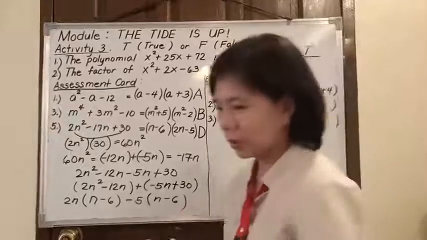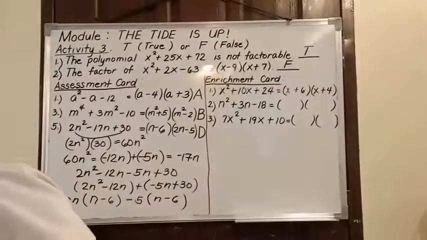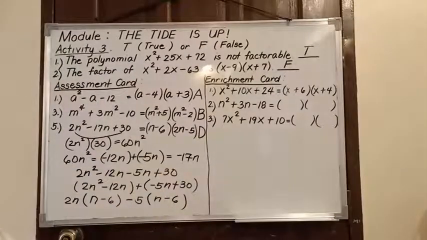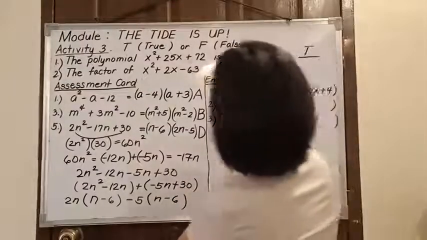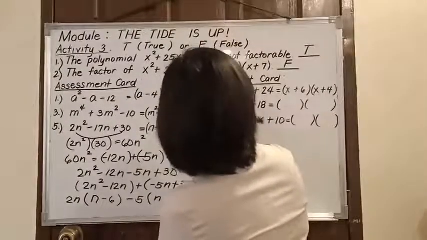Number 2, factors of n squared. This is 1, 2, 3 or 1, 3, 5. 1, 3, 5 for the enrichment card.